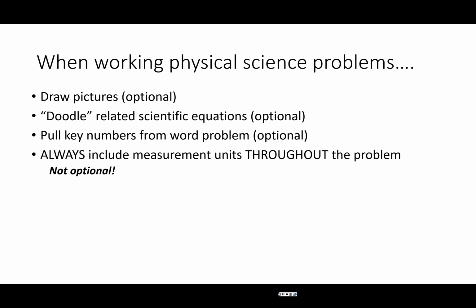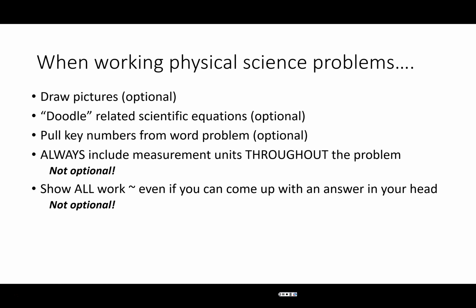I mentioned always use the units. So here it was important that I just didn't put 20 over 1. I put 20 meters over 1 second. And it really helps a lot. And then notice I had a couple things that are not optional for this class anyway. So always use units, you have to do that, it's not optional. And the other thing is always show all of your work, okay?